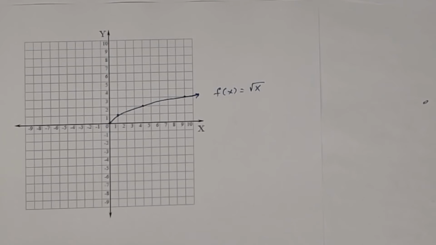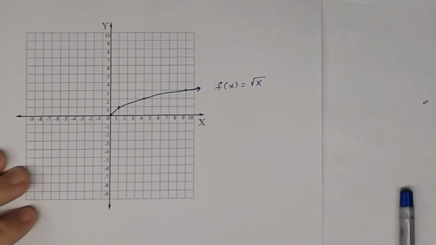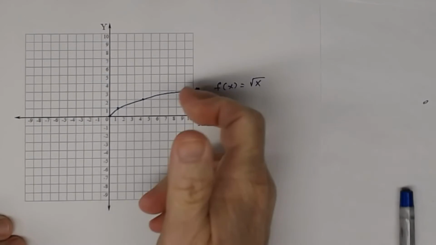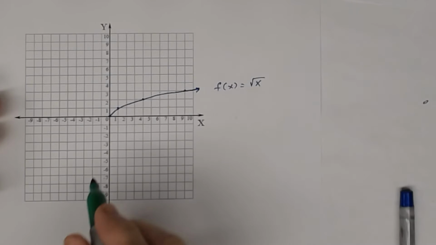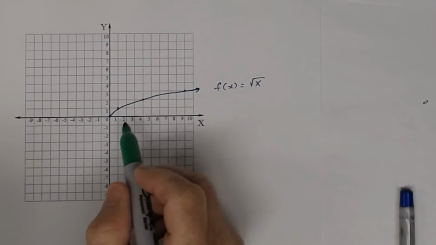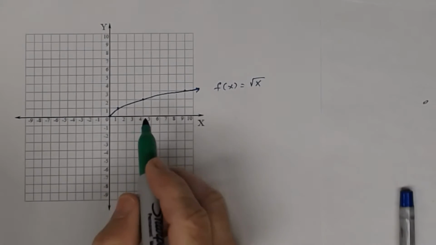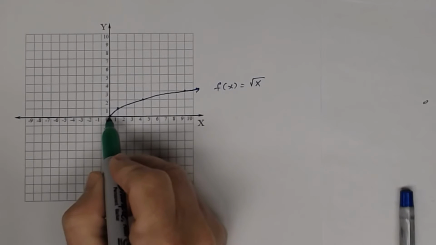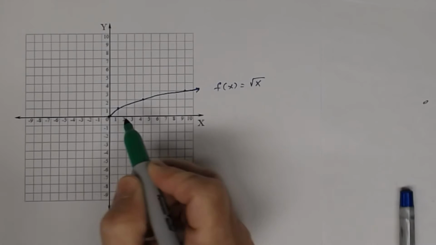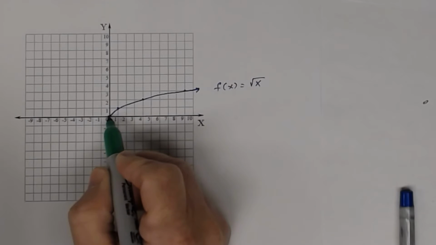If I wanted to do a reflection about the x-axis, I want you to think about what's happening. If I'm going to do a vertical reflection, notice that this point is going to stay the same because that point is on the x-axis.